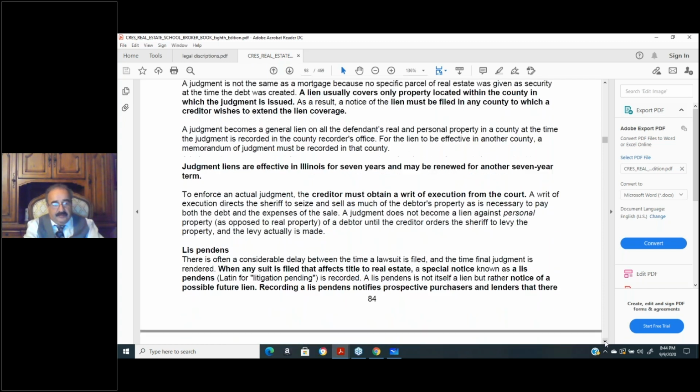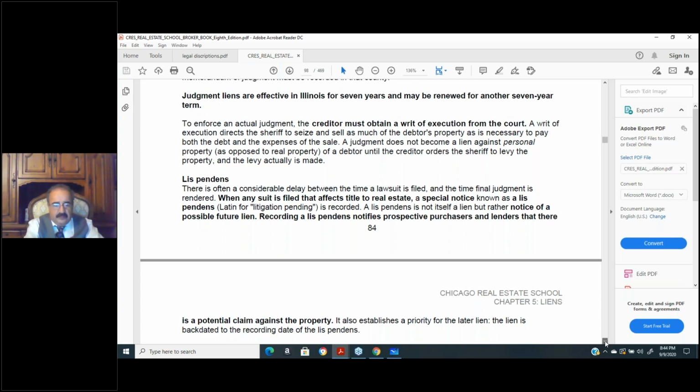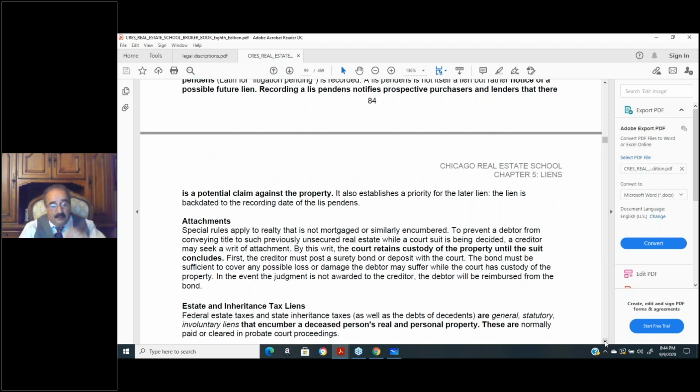Lis pendens. I'd like you, at the bottom of this page, to highlight, put an X by that. Lis pendens is Latin for pending lawsuit or pending litigation. Pending lawsuit or pending litigation. That's all it means. That's all you need to know. Let's go on to the next page. Attachment. I'd like you to highlight, put an X by that one.